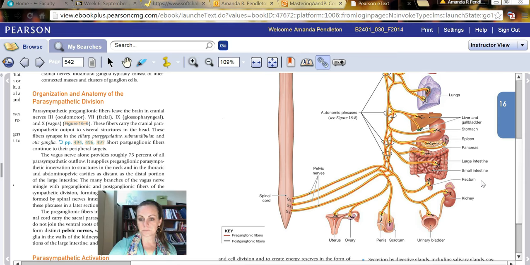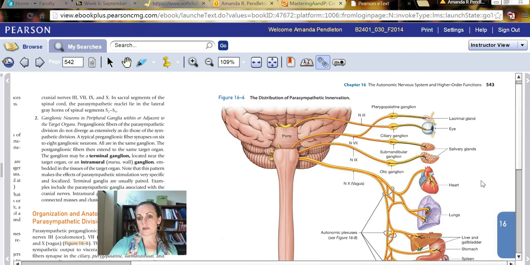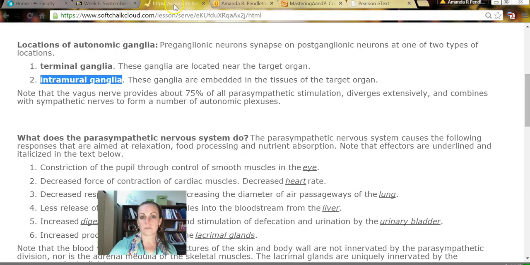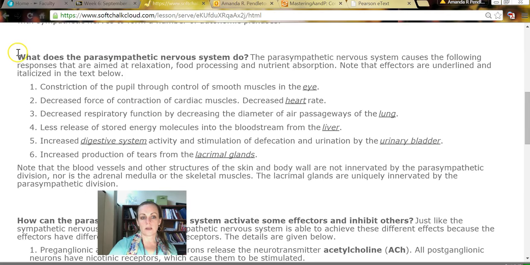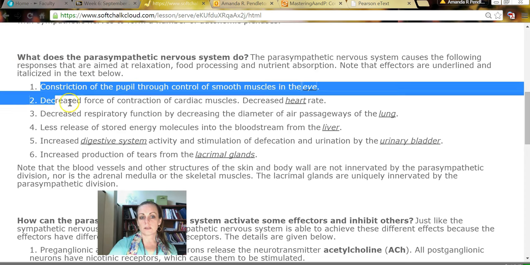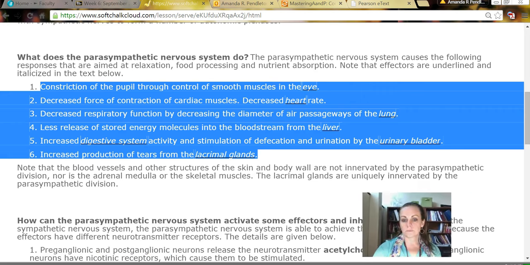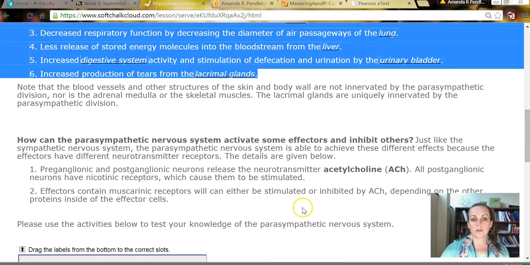Okay, and so that is some of the differences in the structures that you see for the parasympathetic nervous system. Now, you may notice, here's the heading, what does the parasympathetic nervous system do? It does all of these different things, and this is generally going to be the opposite of what the sympathetic nervous system does. Okay. Now, a couple of things that you should note.